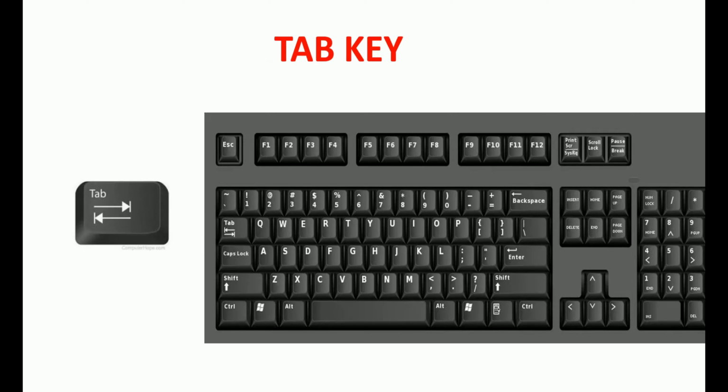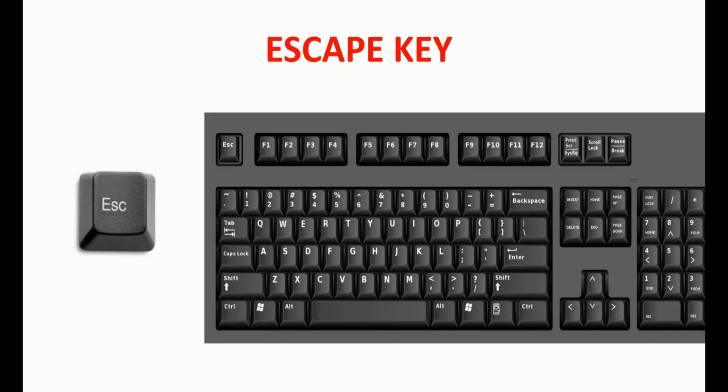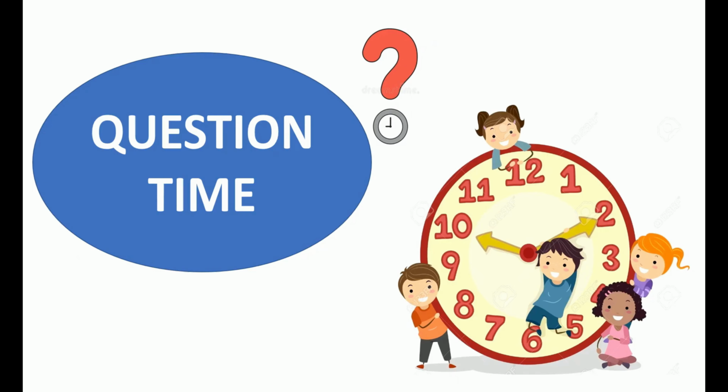Tab key. The tab key is also called a tabular key. There is one tab key on a keyboard. The tab key is used to move the cursor to the next tab stop. Escape key. The escape key is located in the upper left corner of a computer keyboard. It allows the user to abort, cancel, or close operation. Question time.